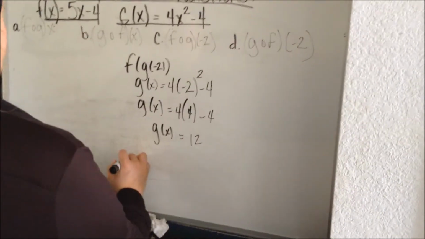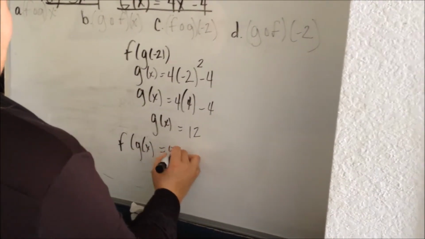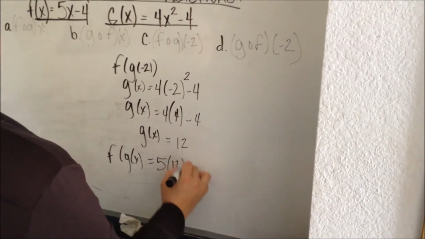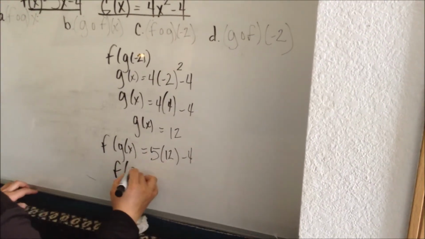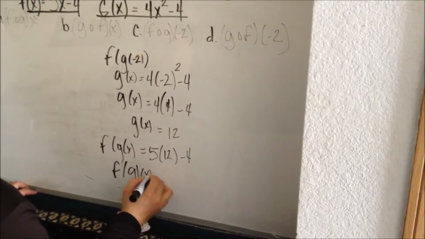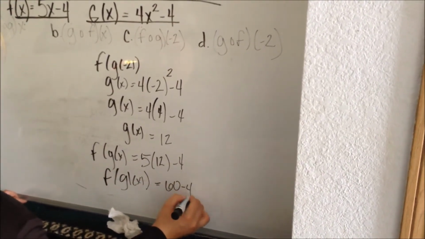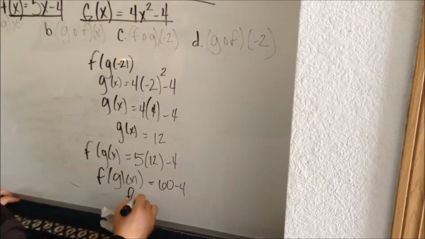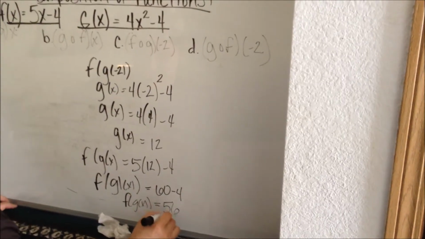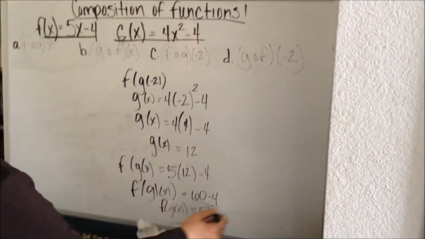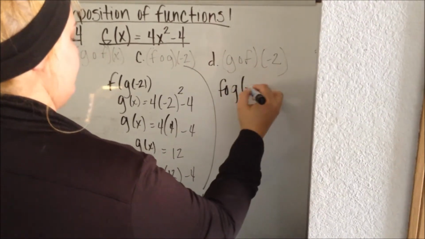So then we got to plug in. So f of g of x equals 5 times 12 minus 4. So then f of g of x equals 60 minus 4, and then f of g of x equals 56. So 56 is our answer for f of g of negative 2.